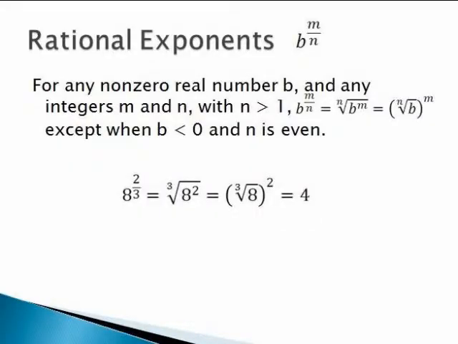Alright, and that kind of leads us into this next bit of information, where they're telling us anything in the numerator that's bigger than 1 just becomes your exponent. So for any non-zero real number b and any integers m and n, you're taking the nth root of b to the m, or the nth root of b and then raising it to the m power. So here again we go back to our 8 example, except this time we have it raised to the 2/3 power. 8 to the 2/3 power is going to be the cube root of 8 squared, or the cube root of 8 and then square it. The cube root of 8, as we said before, was 2. 2 squared is 4.